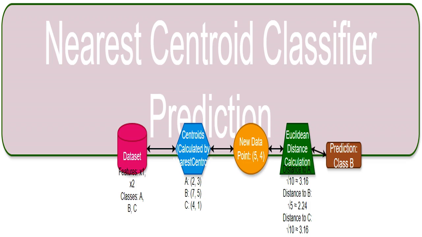The problem involves using scikit-learn's NearestCentroid classifier, a machine learning algorithm that classifies data points based on their proximity to the centroids, the means, of different classes. We'll be exploring how it works and interpreting its predictions.